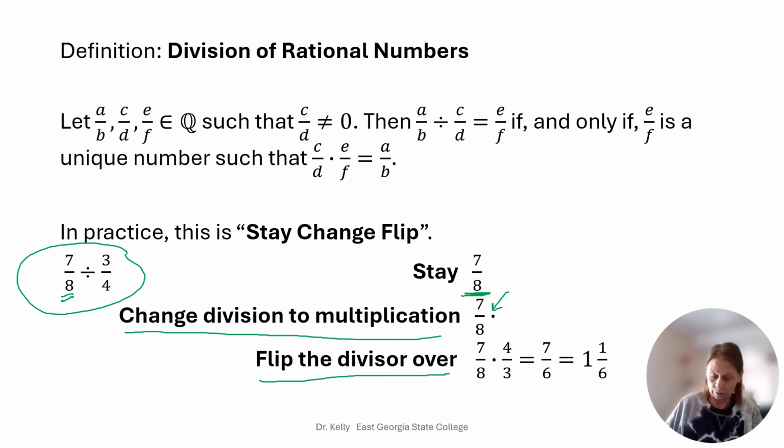And 3/4, the multiplicative inverse is 4/3. So we flip it over and there it goes. And then we go straight across, however you want to do it. We get 7/6. And I simplified it to the mixed number 1 and 1/6.